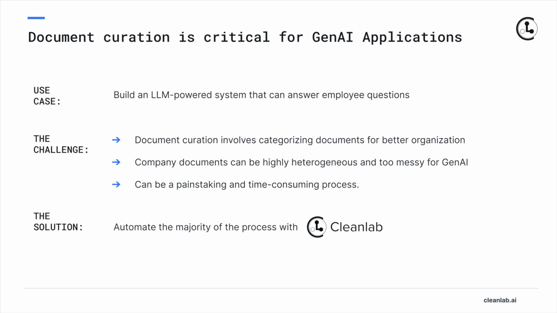Documents in companies can be highly heterogeneous and some are too messy to be useful for GenAI. Document curation involves categorizing documents for better organization, as well as tagging which documents are inappropriate for use in GenAI applications, either because they are too messy, don't contain useful information, or contain sensitive or private information. This is a painstaking process that takes a lot of work, but now you can mostly automate it with Cleanlab Studio. Let's see how.